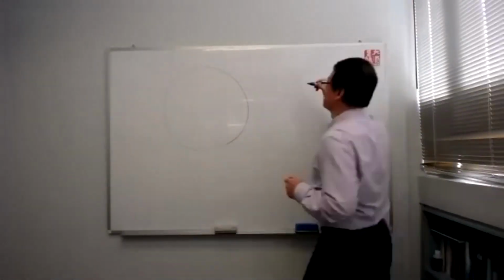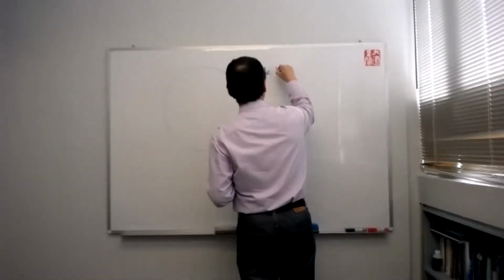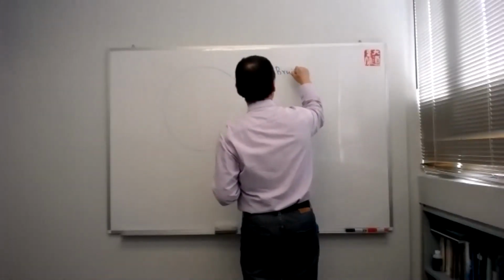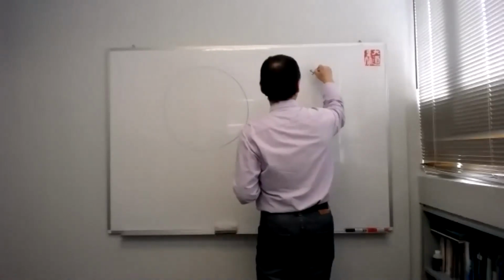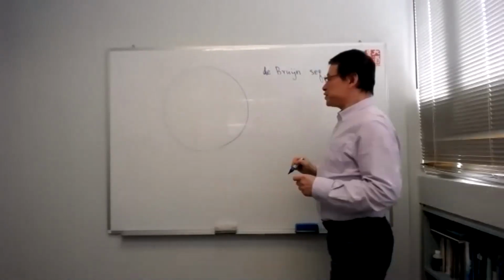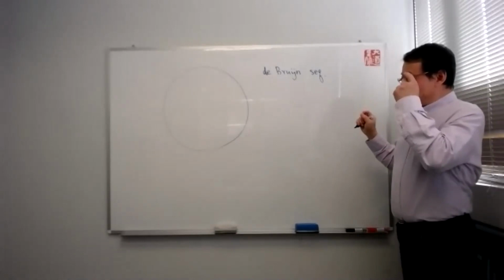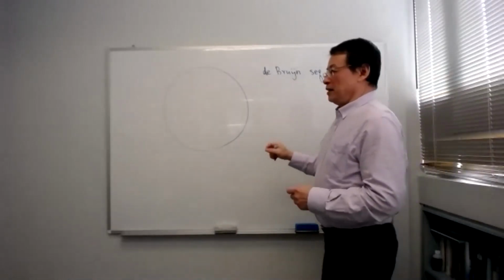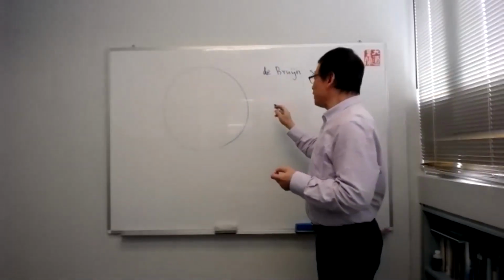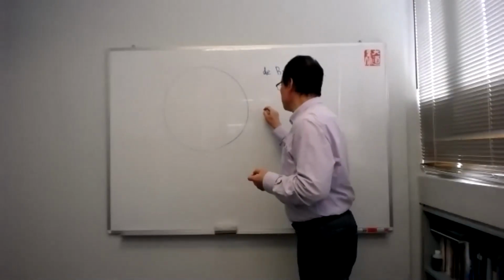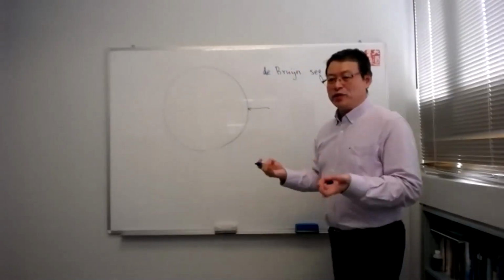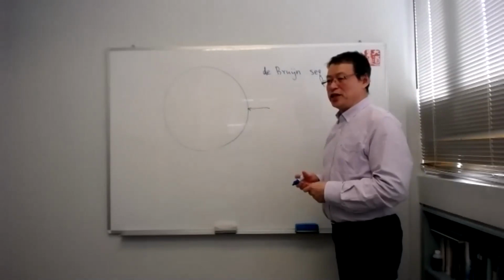So, de Bruijn sequence is related to how we can tell the position of a disk. A disk normally is rotating. So how can we know the current position? For example, this position. How can we tell what is this current position?